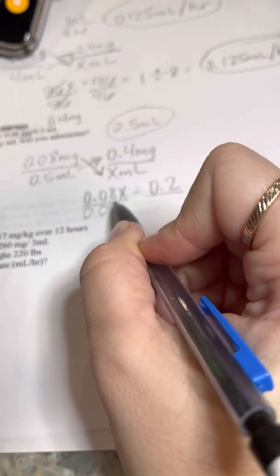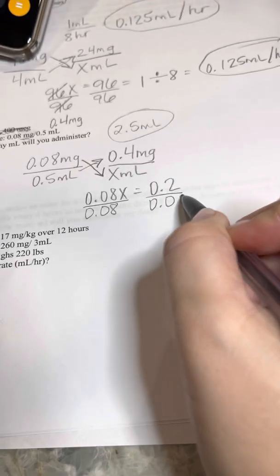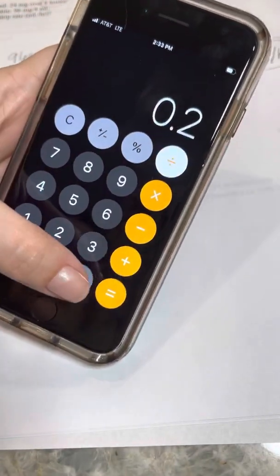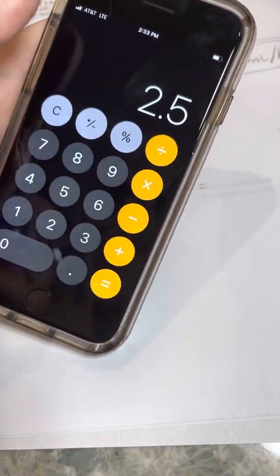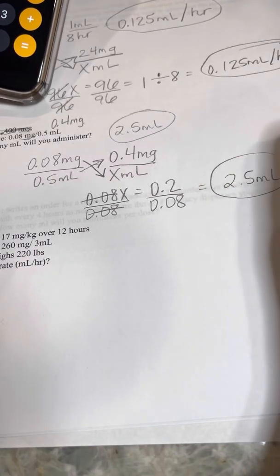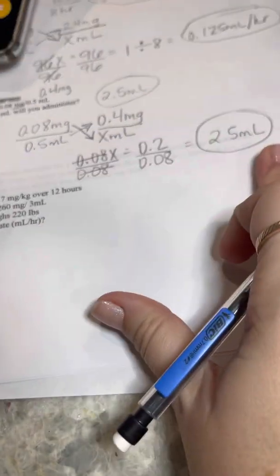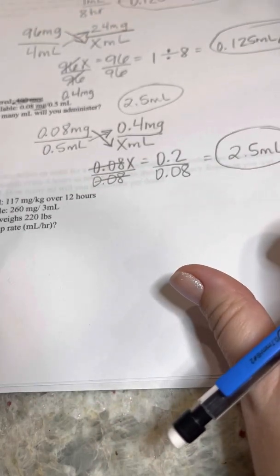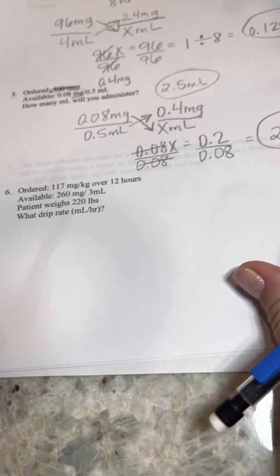Divide each side by 0.08 to get X by itself. So 0.2 divided by 0.08 equals 2.5. Okay, next. All right.